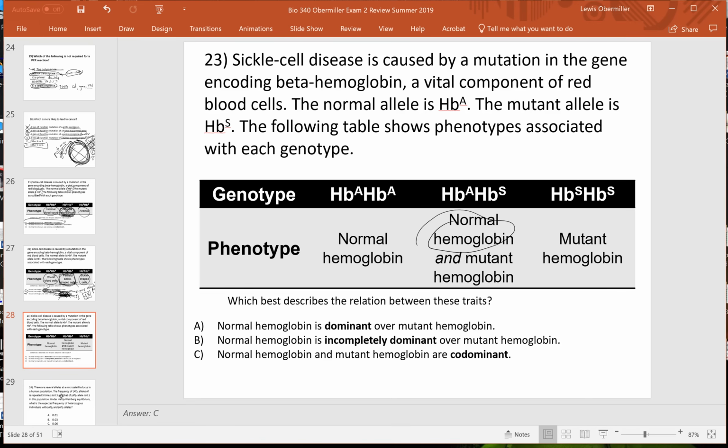All right. So we're getting both, right? And so remember we talked about incomplete dominance is a blending. This is where we're getting two independent phenotypes. So in this case, we would call that codominant. So this answer would be C.